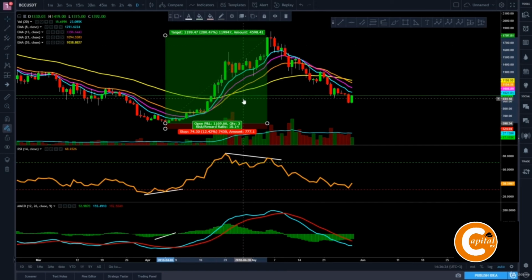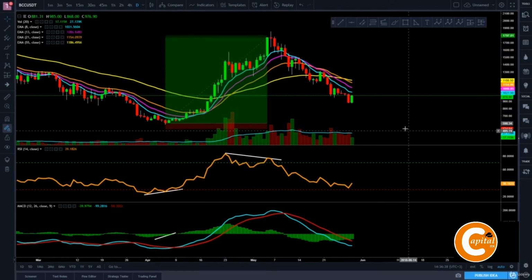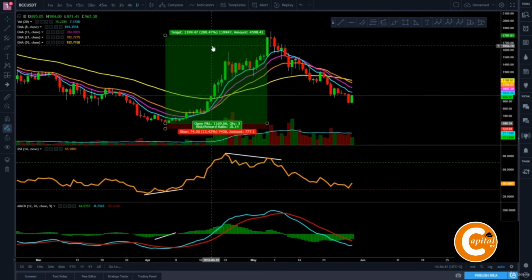by just following some very simple strategies, combining 2 or 3 indicators to obtain signals that help you take the best decisions when it comes to entering or exiting a trade.